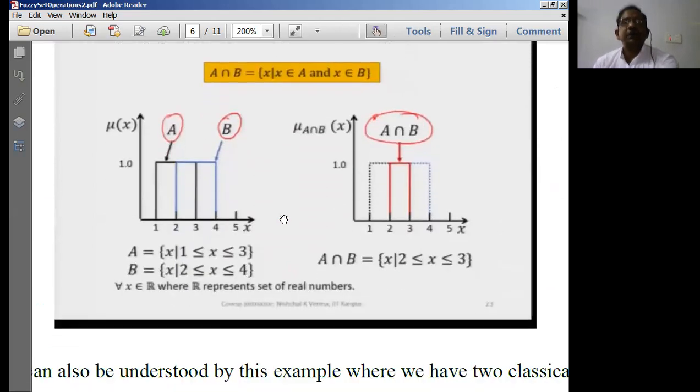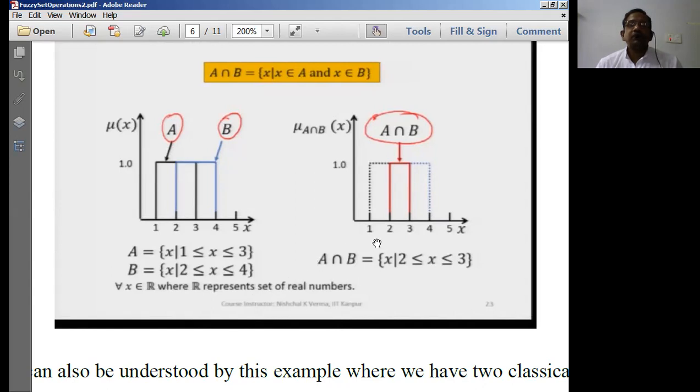Now let us look into the signal representation. 1, 2, 3, and 4 are the basic elements in a set, which form the universe of discourse. X belongs to A, and similarly for B. Now the same example we have taken for A union B. A has this black colored pulse signal, and B is a blue colored pulse signal. A varies between 1 to 3, and B varies between 2 to 4.